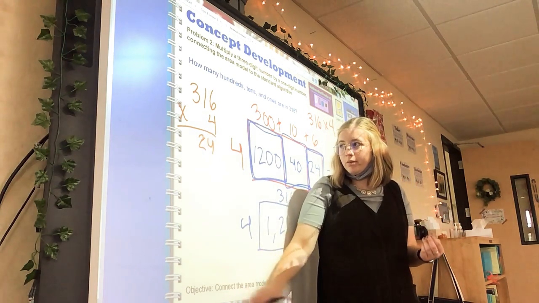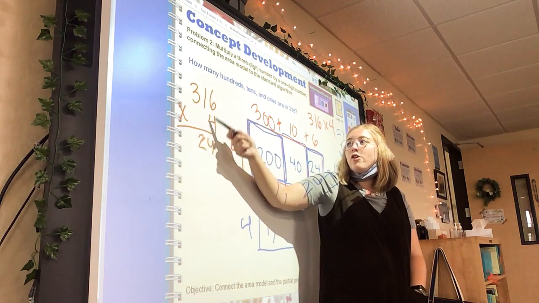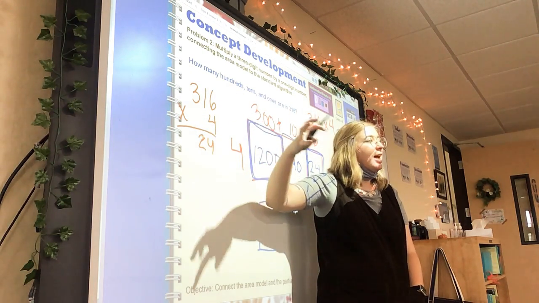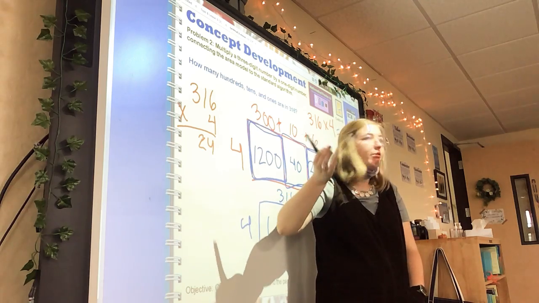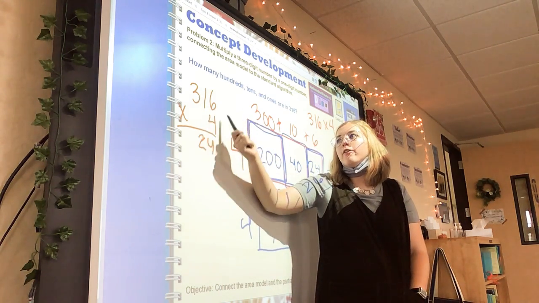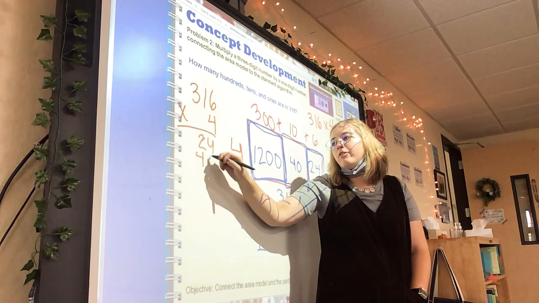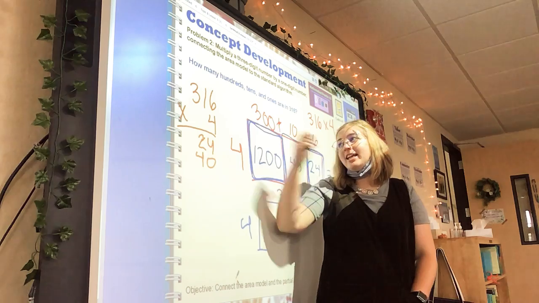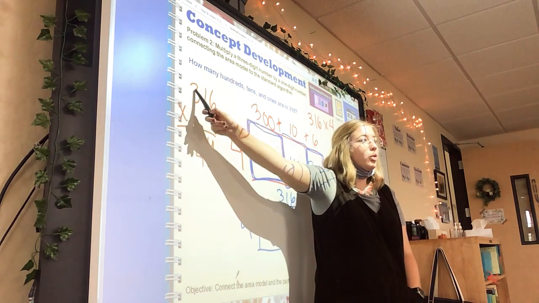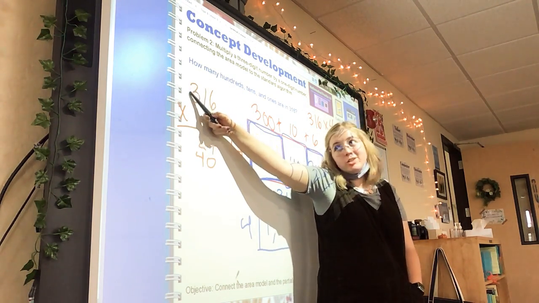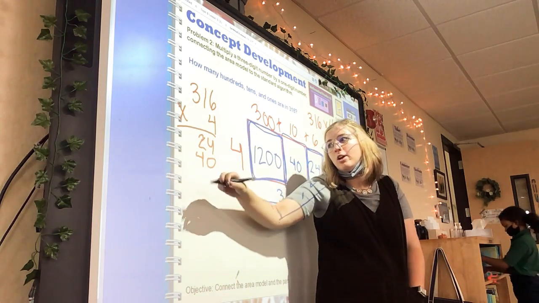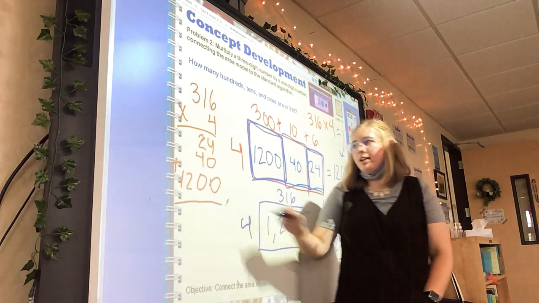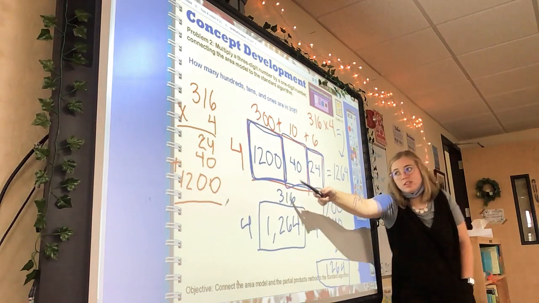Or 24, okay? And then I do 4 times 1, but that 1 is not just a 1, it's 1 what? 10. So 4 times 10 is 40, because remember, it's 4 times 10. And then here it's 4 times 3, what? Hundreds, right? 4 times 3 hundreds, which is 1,200. And then we add those all together and we get our final answer. That's exactly what we just did here.